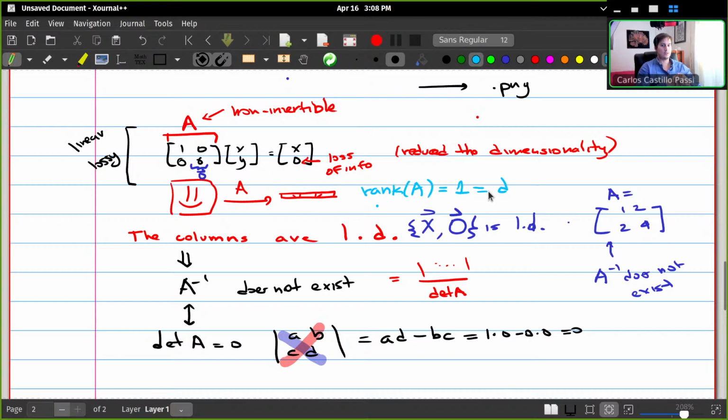That is the problem. So you can quickly check if the matrix A has an inverse if the rank is equal to the dimensionality. In this case, the rank is 1, and it should have been 2.